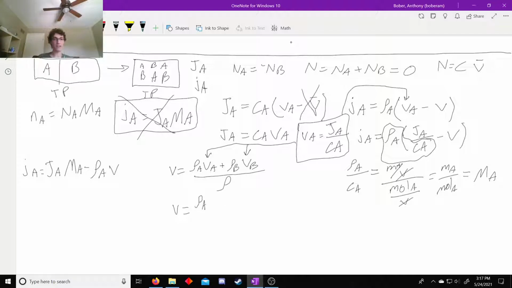We have the mass concentration of A times the molar diffusive flux of A over the concentration of A plus the mass concentration of B, that's a plus, multiplied by the molar diffusive flux of B over the concentration of B, all divided by the total mass concentration.